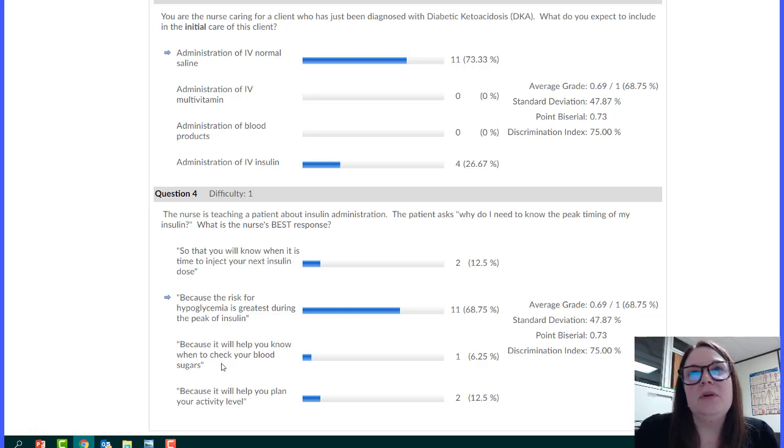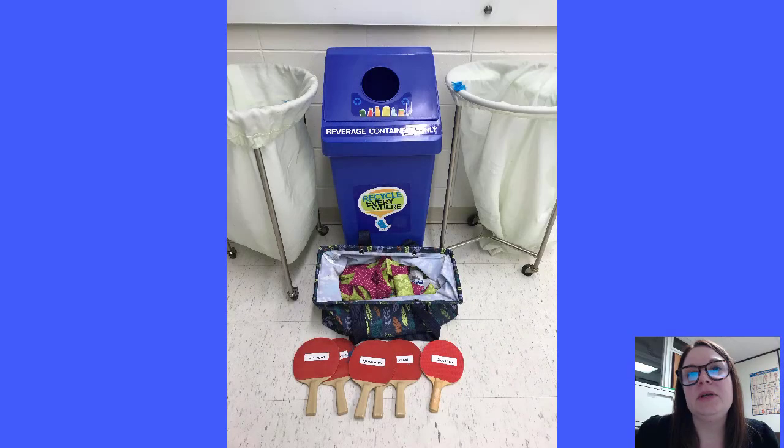It's not going to help them know when to check their blood sugars. They're going to check their blood sugar before they give insulin, give insulin and then check it the next time before they give insulin, or they could check their blood sugar again if they were feeling hyperglycemic. But we're not going to check our blood sugar at the peak time. We do it before. Or because it will help you plan your activity level. That might be true, but it's not the best answer, right? They need to know they're at risk for hypoglycemia during the peak.